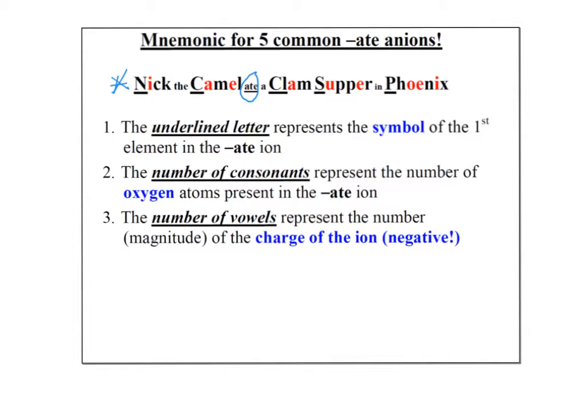Okay, in the word, the number of consonants represents how many oxygen atoms there are. Okay, and then the number of vowels represents the magnitude of the charge. These are all negative polyatomics, so it's just really the magnitude, how many negatives, -2, -3, that type of deal.